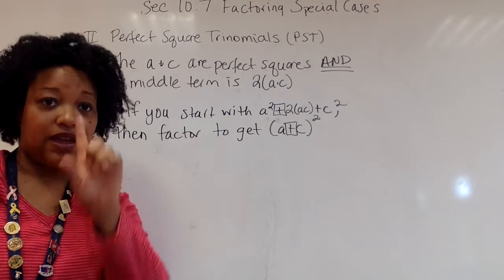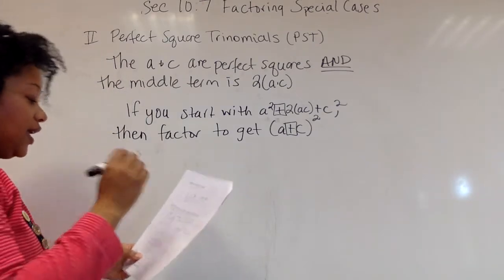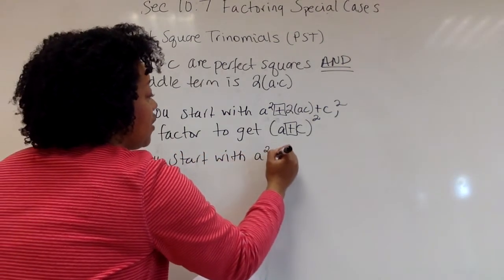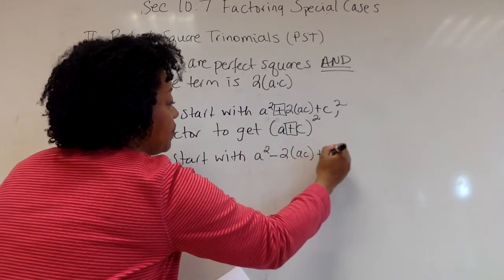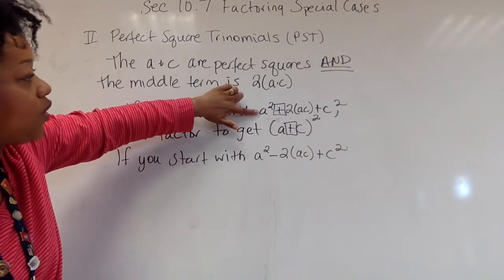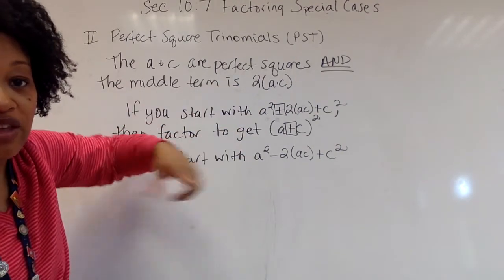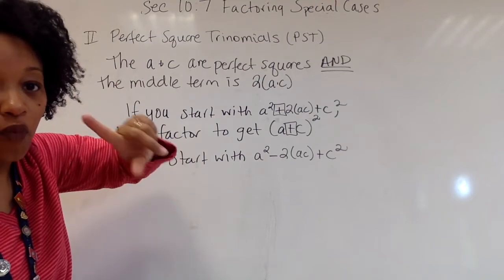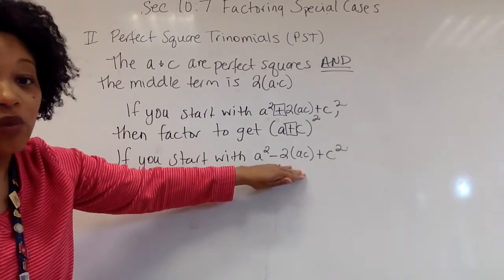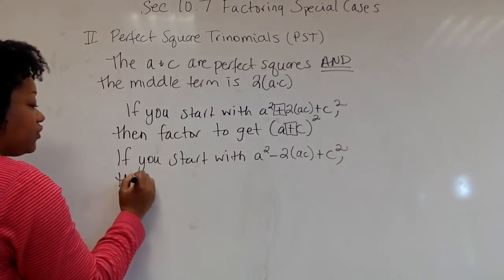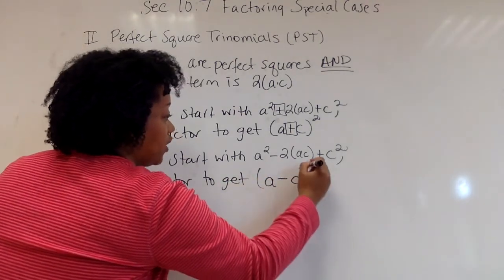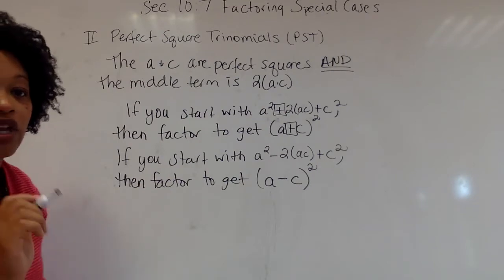All right? Second sentence in your box. We're still in the box. If you start with a squared minus 2ac plus c squared. I'm going to take a moment, write that down, and then tell yourself what's the difference between what I wrote here and what I wrote here. Say it. What happened? Hopefully you'll say that the sign changed. The only thing that changed was the sign, right? Pay attention to that. So if this is what we start with, then you're going to factor to get a minus c quantity squared. A minus c.